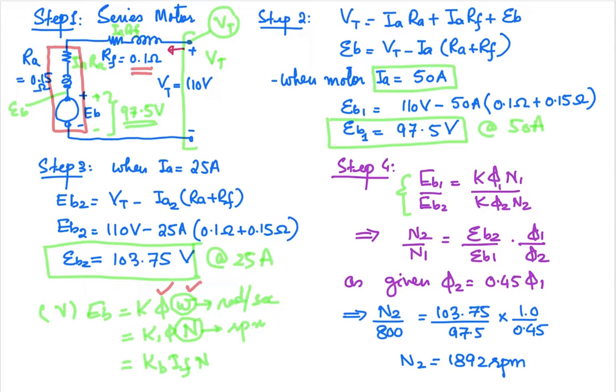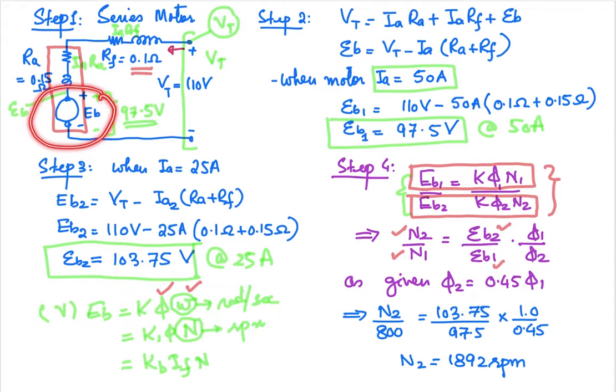If you write the equation for one particular speed, EB1 is equal to K phi N1, divided by the second one, EB2 equals K phi 2 N2, because if your flux is changing and speed is changing, you have a new back EMF. The ratio of the two back EMFs gives you the relationship between the speeds. So N2 over N1 will be equal to the back EMF 2 divided by the back EMF 1.